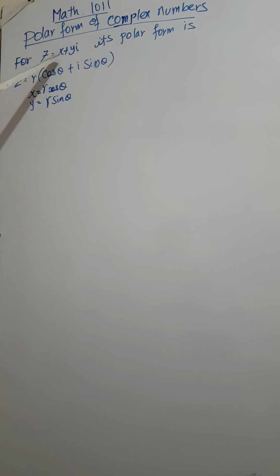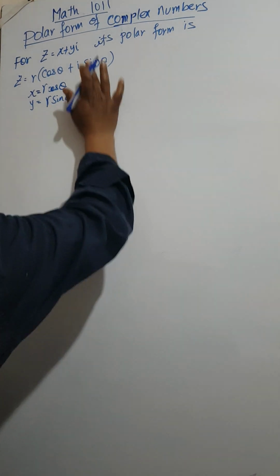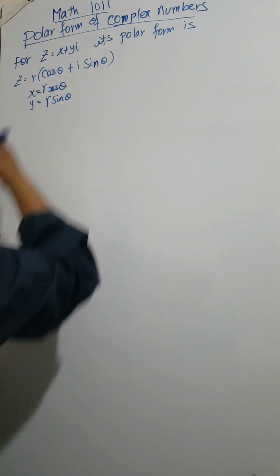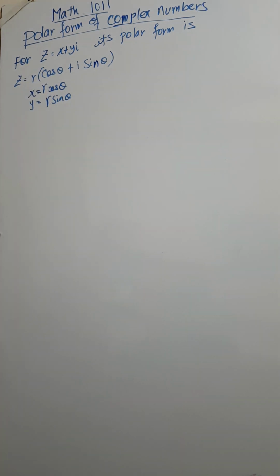For any complex number z which is equal to x plus yi, its polar form is z equals r into cos theta plus i sin theta. r is the modulus, the magnitude of the vector. We call it the modulus or amplitude. So x is r cos theta and y is r sin theta.